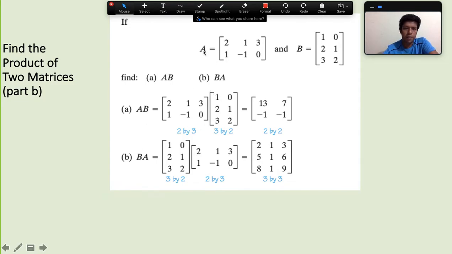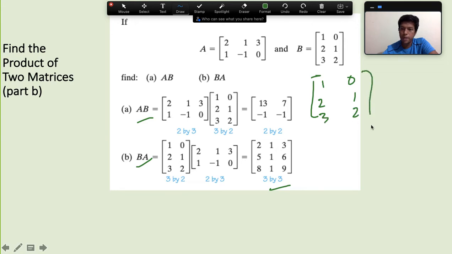So here we have more multiplication. Let me show you one. AB or BA, which one is hard? Both are easy. It looks hard because there are many things here. So let's do BA. So 1, 0, 2, 1, 3, 2. Notice BA means you have to write B first, then A. Then 2, 1, 3, 1, minus 1, 0. So what does this equal?